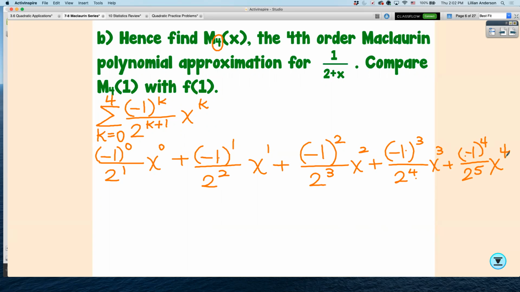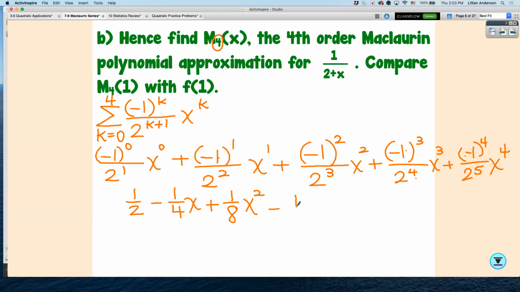So all I literally did was replace k with 0 through 4. And now I'm going to simplify. Of course, anything to the 0 power is 1. So this first term is going to be 1/2. My second term is going to be a -1/4 x. My next term is going to be a positive 1/8 x to the second.